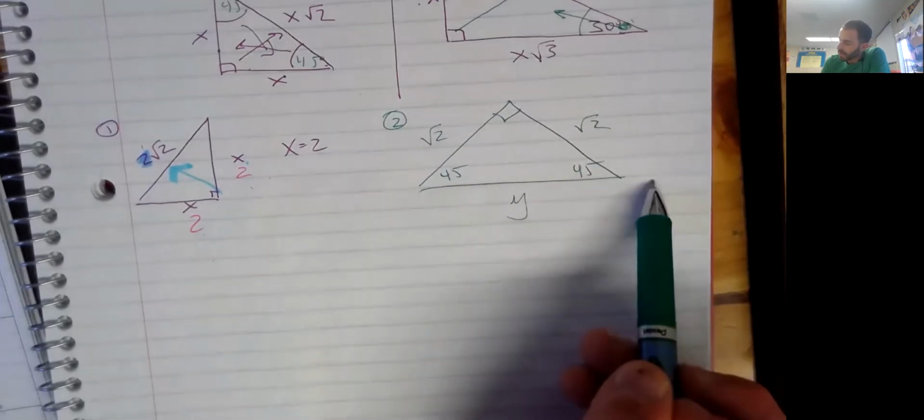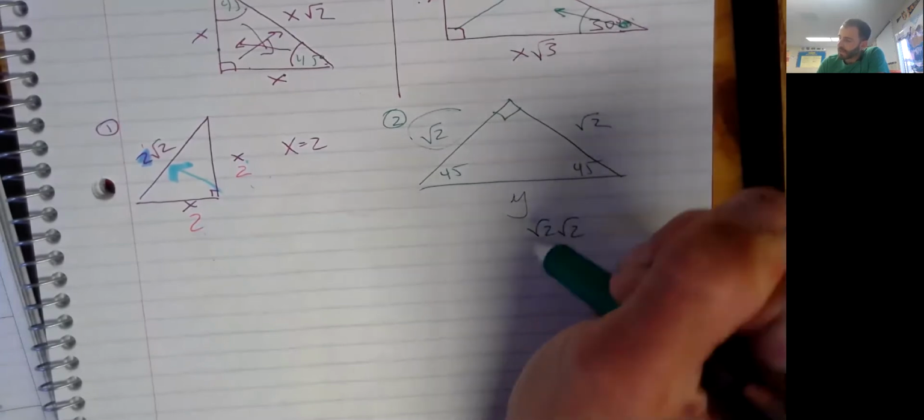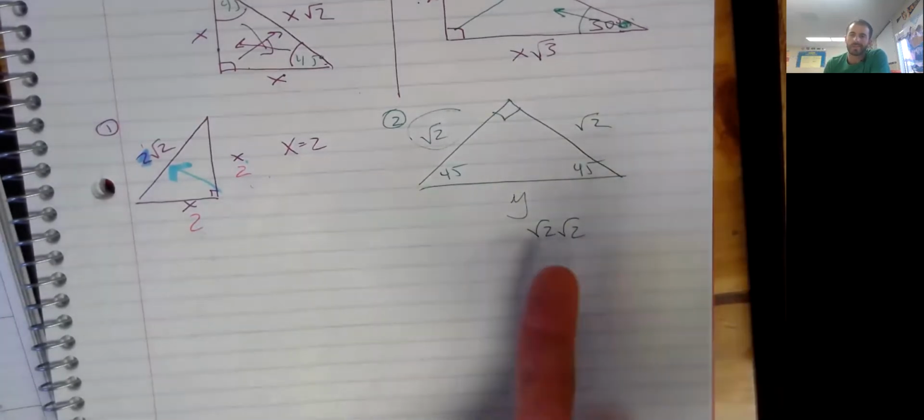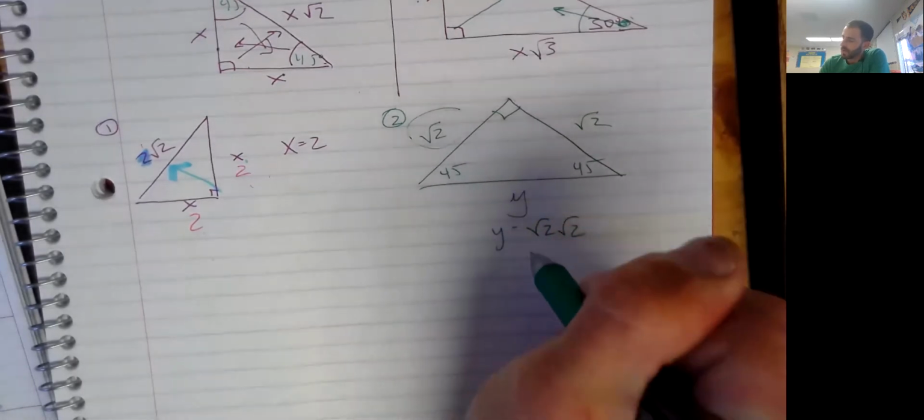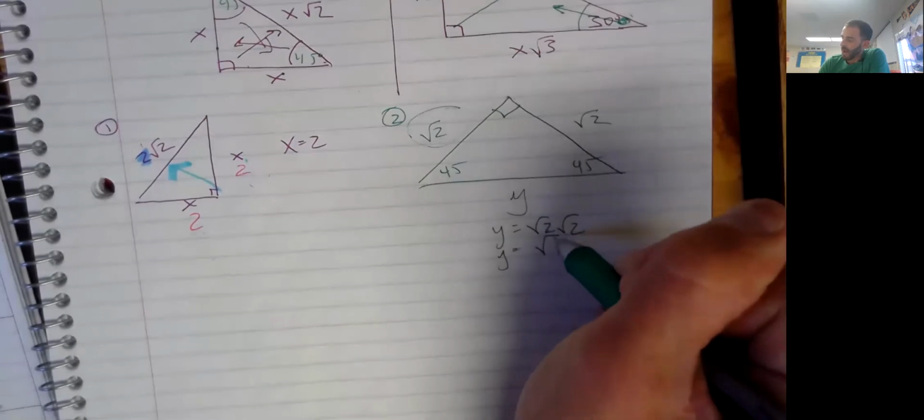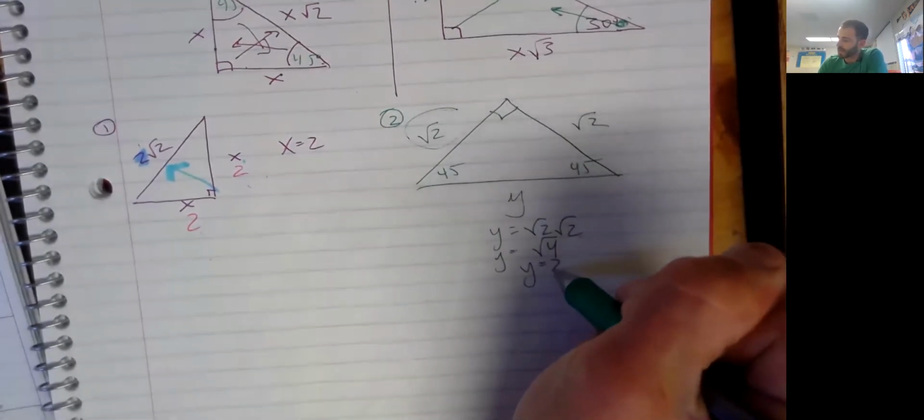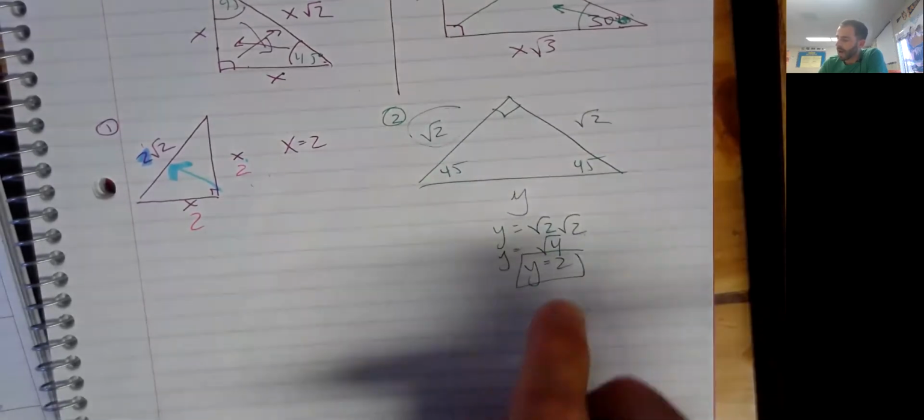So to get the hypotenuse here, take a side and slap a rad 2 behind it. Now, you're not going to leave this as the answer, right? So y equals rad 2 times rad 2 is rad 4. What's the square root of 4? Don't give me a plus or minus. This is an actual triangle. Y equals 2.